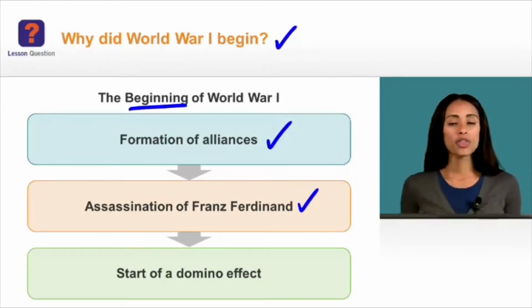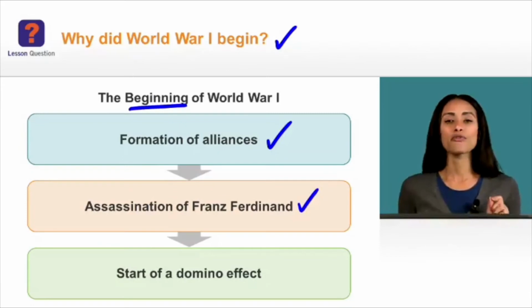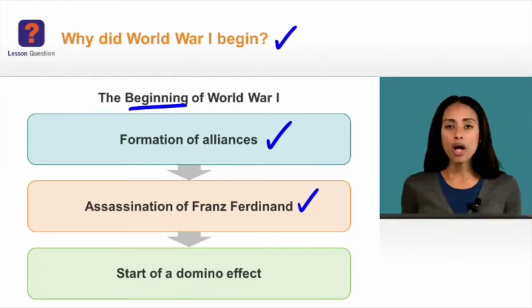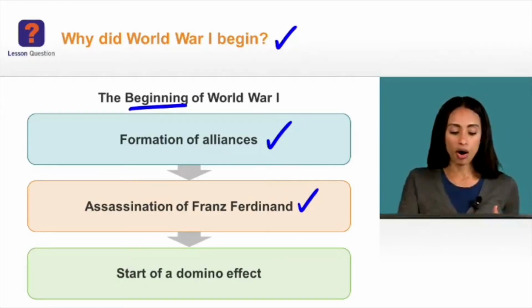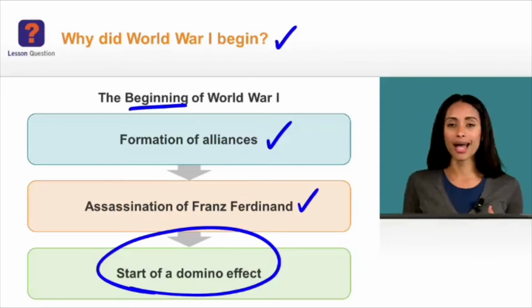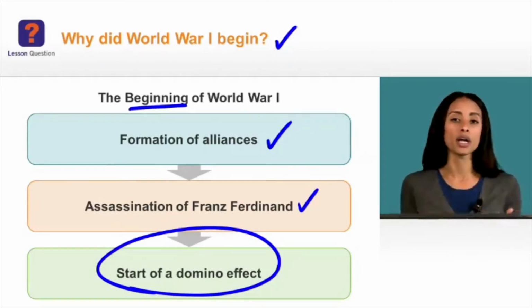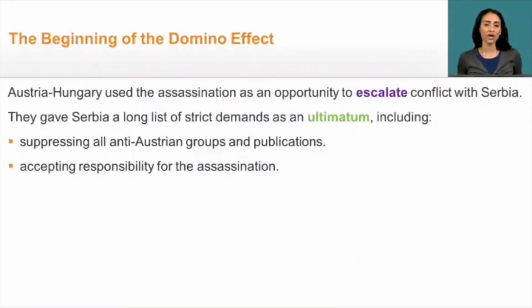Now, we know that this assassination isn't going to immediately lead to war, but it's going to be the first domino that falls that leads us into this conflict. And remember, we talked about the powder keg, that one spark that would lead to this global war, and that's what we're going to talk about next, this domino effect that begins to topple one country after another into war. So what's going to happen after Franz Ferdinand's assassination?